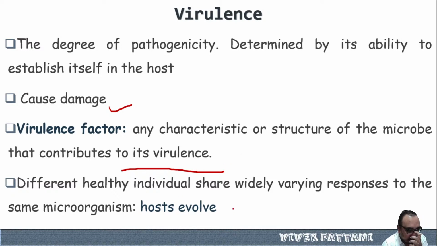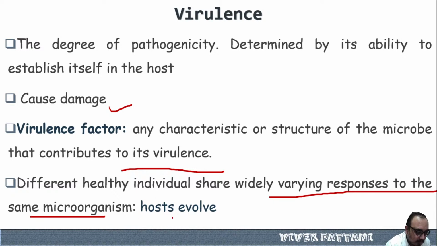And different healthy individuals show varying responses to the same organism. Why? Simple evolution. The host also evolves. And there are also various other conditions, like geographical conditions and even racial conditions, which are going to have an effect on the virulence power of the organisms as well.